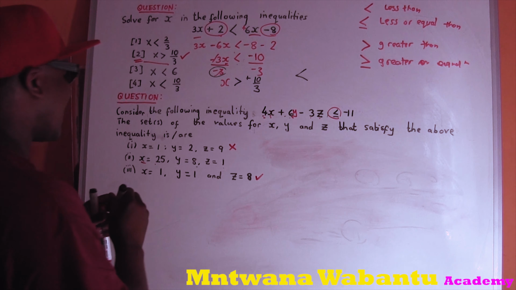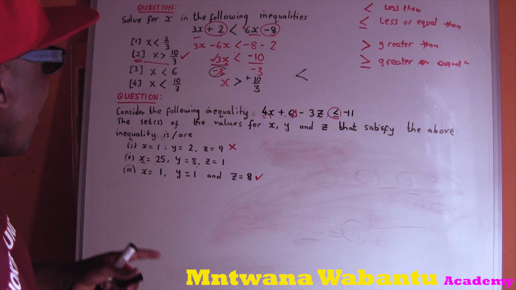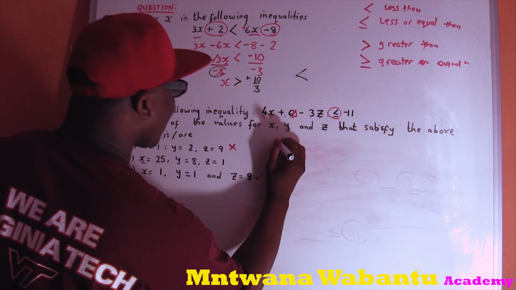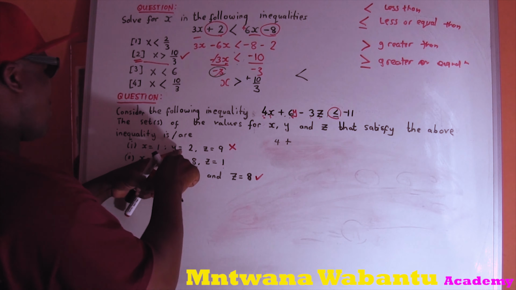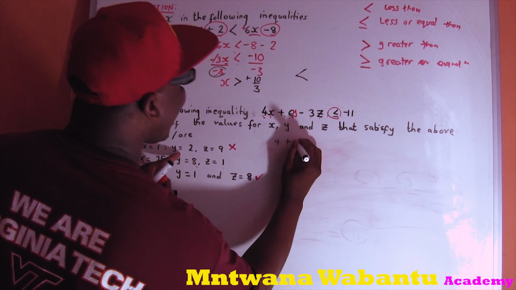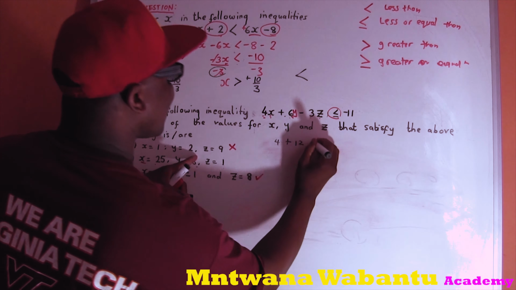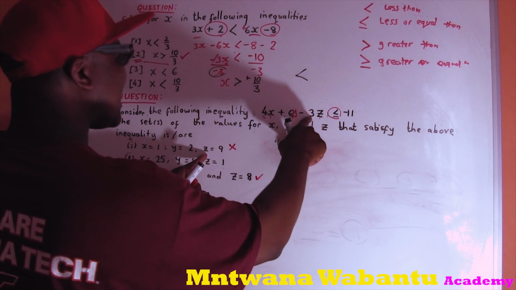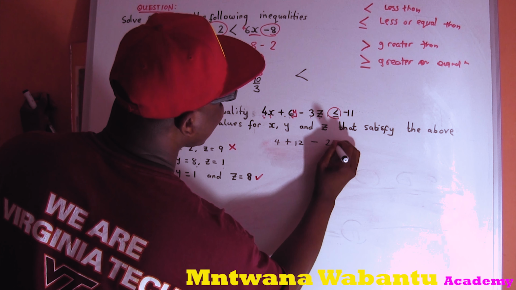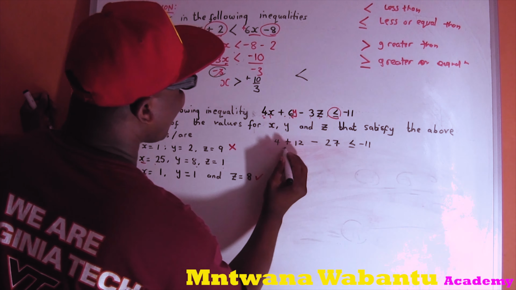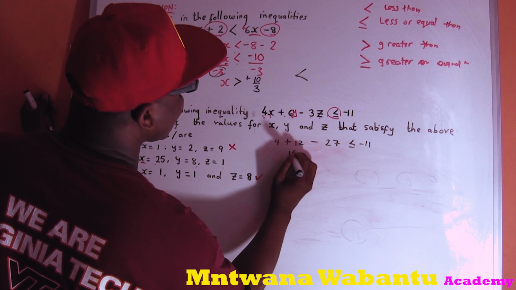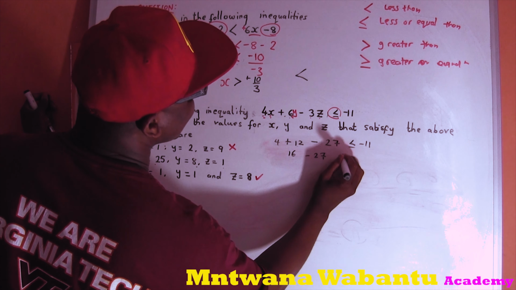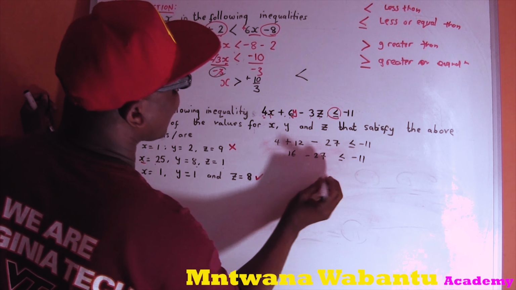The first option again, x equals 1. So 4 times 1 equals 4, and then plus y equals 2, 6 times 2 equals 12, minus z equals 9, 3 times 9 equals 27. Less than or equal to negative 11. Now this equals 16 minus 27. We want to see if it's going to be less than or equal to negative 11.